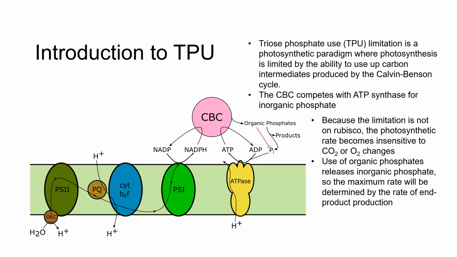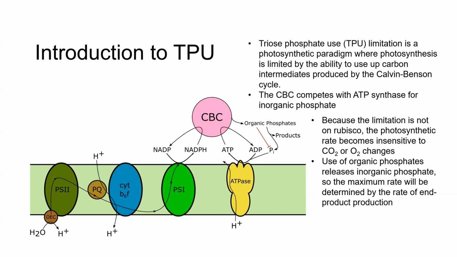Here's our model for what happens during TPU limitation. Essentially, the Calvin-Benson cycle is producing organic phosphates. You're competing with the ATPase for phosphate. And then, because the ATPase is slowed, you end up with a limitation on photosynthesis. So the use of organic phosphates releases phosphate and then relieves the competition.